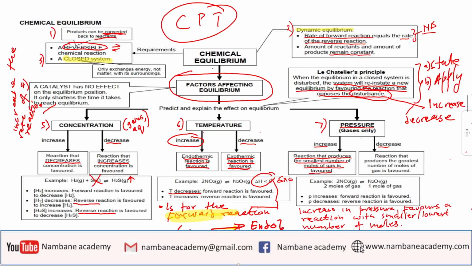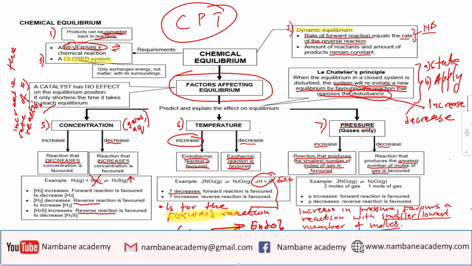That's the reason why it says here, the reaction that produces the smallest number of moles will be favored. So an increase in pressure favors a reaction with the smallest number of moles, and vice versa. A decrease in pressure favors a reaction with a large number of moles, such that now we understand in simple terms what it basically means. So the one with the smallest number of moles will be favored only if there's an increase in pressure.